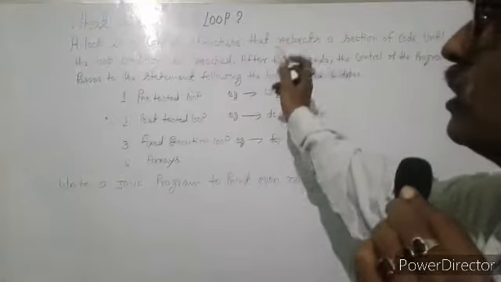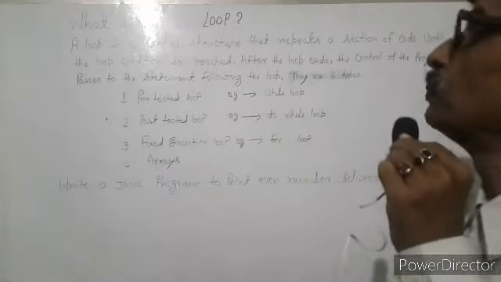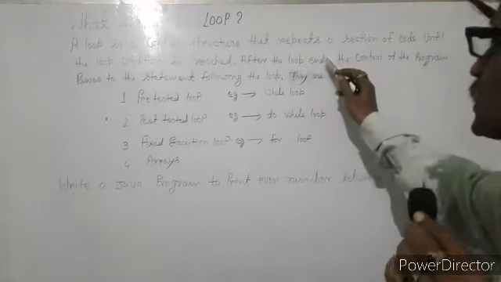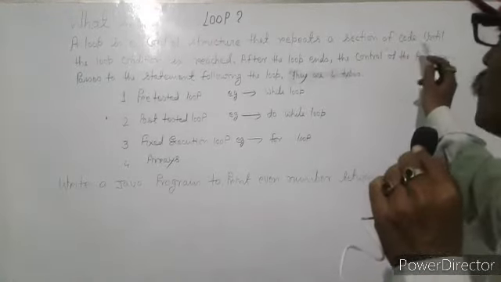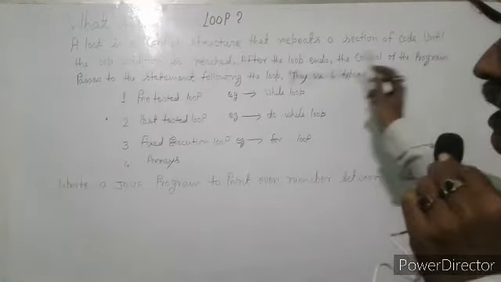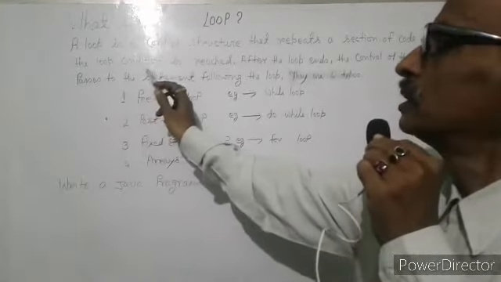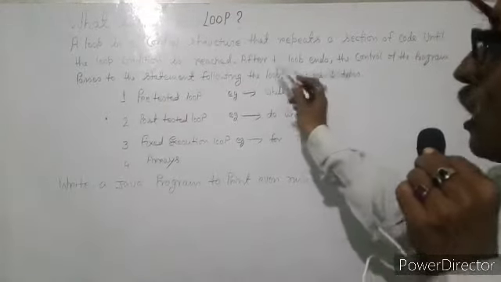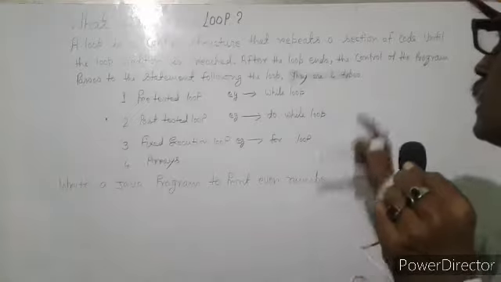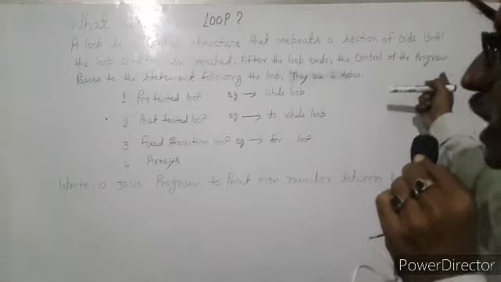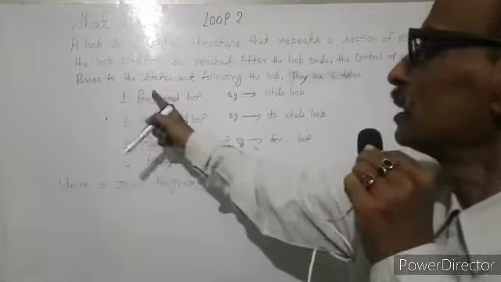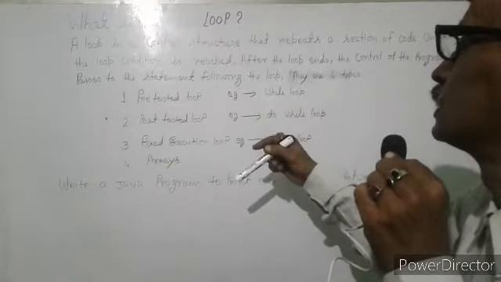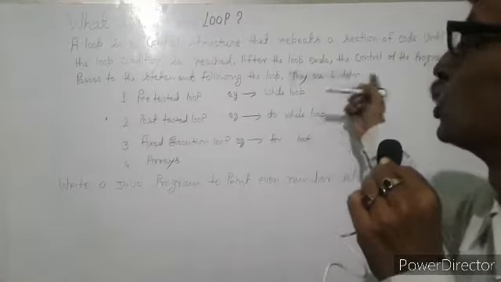What is a loop? A loop is a control structure that repeats a section of code until the loop condition is reached. After the loop ends, the control of the program passes to the statement following the loop. There are four types.